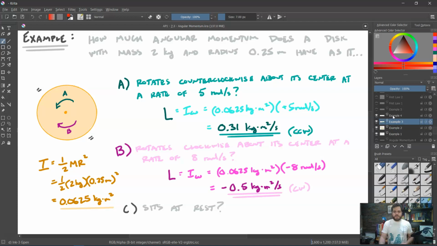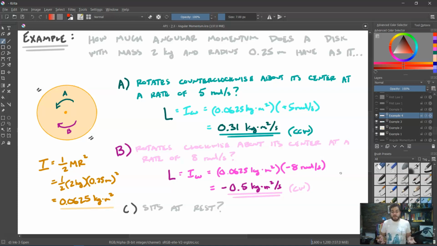For scenario B, we're going to multiply that I by negative 8 radians per second, negative because it's clockwise, and we get negative 0.5 kilograms meters squared per second. But what about scenario C? Well, if it's sitting at rest, that means it is not rotating.